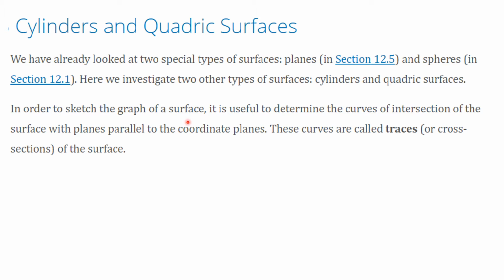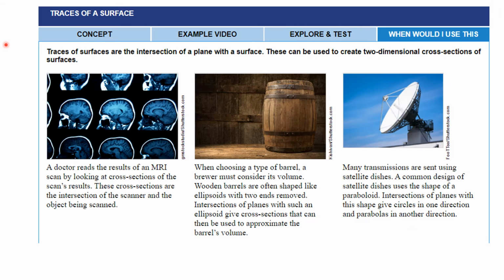Now, in order to sketch the graph of a surface, it is useful to determine the curves of intersection of the surface with planes parallel to the coordinate planes. These are called traces or cross-sections of the surface. Now, by way of introduction, these are very important. For example, when a doctor reads the results of a magnetic resonance imaging scan by looking at cross-sections of the scanner's results, these cross-sections are intersection of the scanner's plane and the object being scanned, like your head.